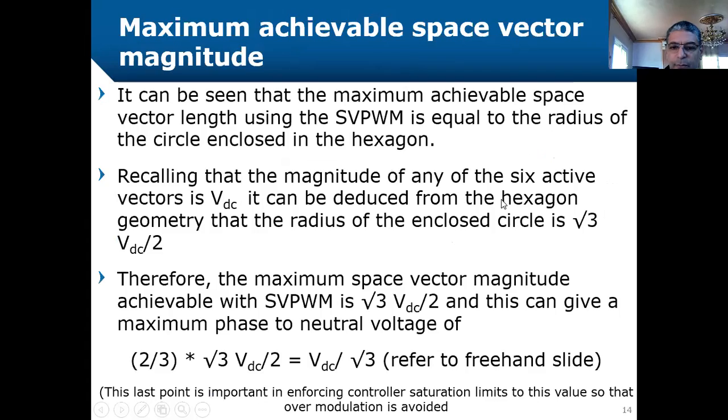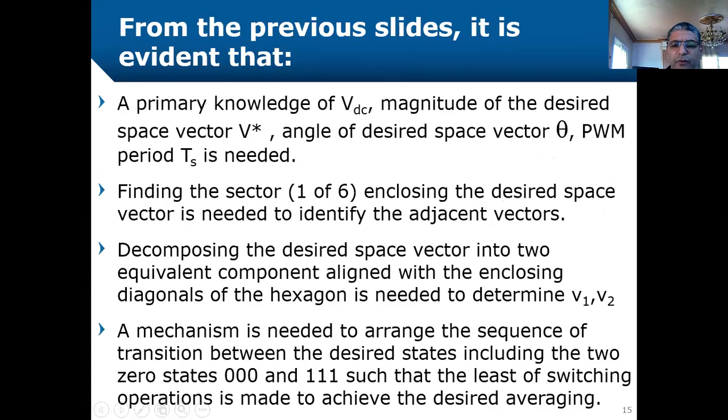So the first step we need is to find the sector to point to the desired adjacent space vectors. Then we need to decompose the desired space vector into two equivalent components aligned with the enclosing diagonals of the hexagon to determine the small V1 and V2. If we got V1 and V2, the small vectors, and divided by V1 and V2, the grand vectors, then we can get the times T1 and T2. And by subtracting their summation from TS, we get the T0, the dead vectors or the null vectors time.